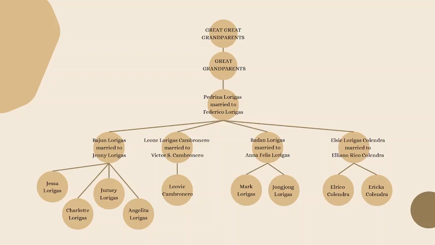His cousins from Mr. Bajon Lorigas and Miss Jenny Lorigas being Jessa Lorigas, Charlotte Lorigas, Journey Lorigas, and Angelita Lorigas. His cousins from Mr. Badan Lorigas and Miss Ana Feliz Lorigas, Mark Lorigas and Jongjong Lorigas. His cousins from Elise Lorigas Colendra and Mr. Eliano Rico Colendra, Elrico Colendra and Erica Colendra.